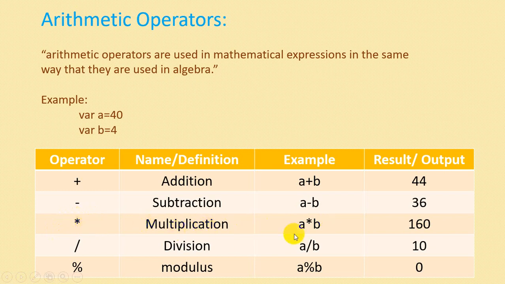Okay, and the result will be, as in mathematics, if you perform multiplication, you will get the product of these two. Means a into b, 40 into 4, you will get output as 160. In the same way, this symbol, a forward slash, is called division in your mathematical or arithmetic operations. So if you write a divided by b, where a is 40 and b is 4, 40 divided by 4, you will get the answer 10.